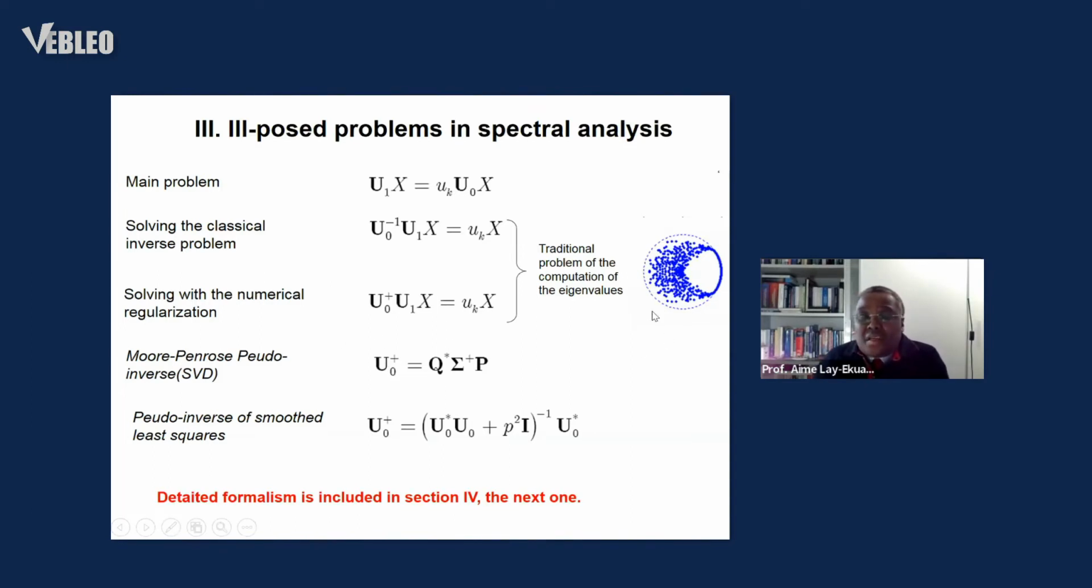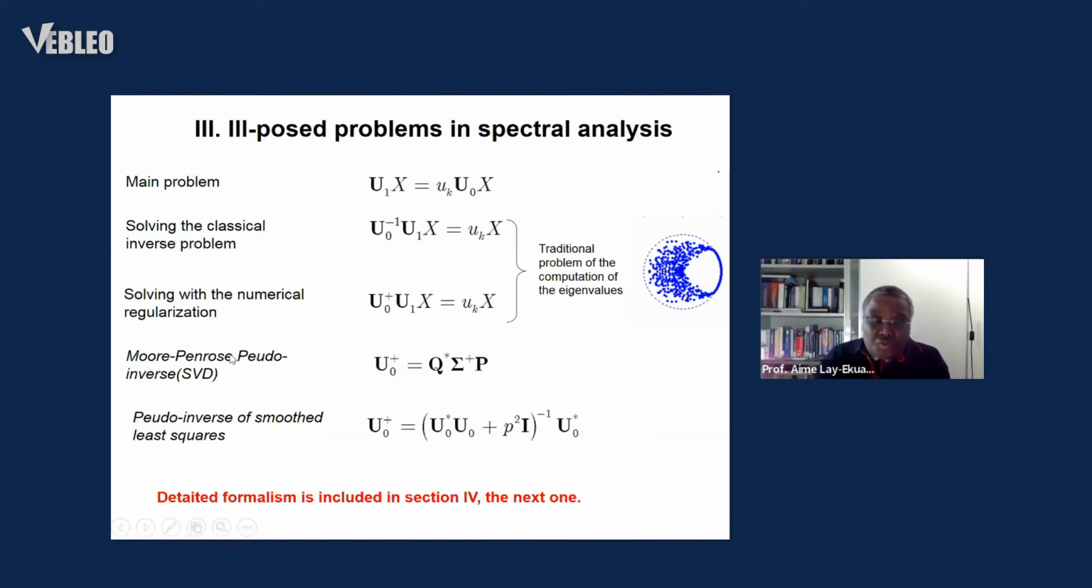Basically speaking, the eigenvalues, which are the solution of this problem, are all included in this circle with the radius equal to 1. If the solutions, mathematically speaking, in terms of eigenvalues, are included in this circle, the problem is correctly solved. But generally, it is not easy.